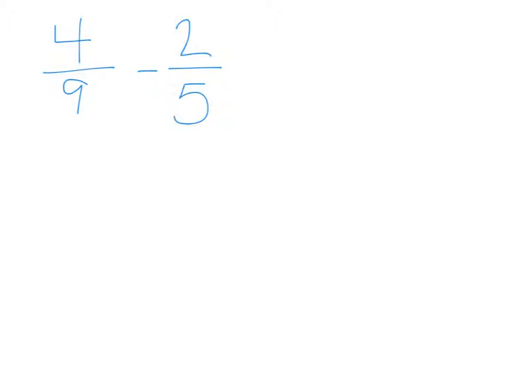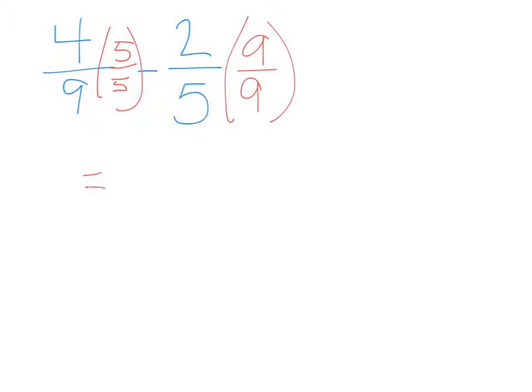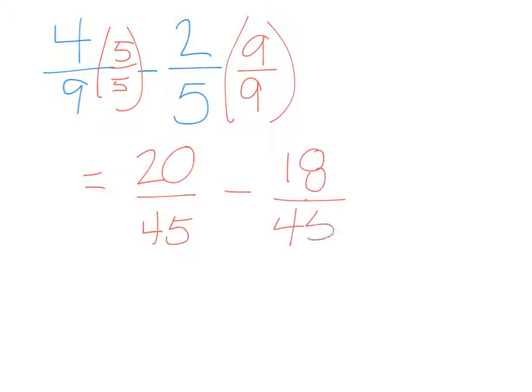Now we're going to subtract fractions. We still need to find our common denominator. So for this fraction group, I figured the best answer for a common denominator would be 45. So to get to 45, we're going to multiply this fraction by 5 over 5, and this fraction by 9 over 9. Then we're going to get 20 over 45 minus 18 over 45.